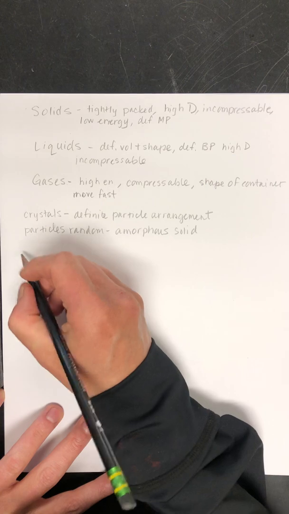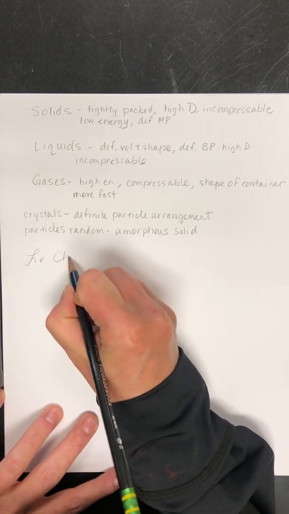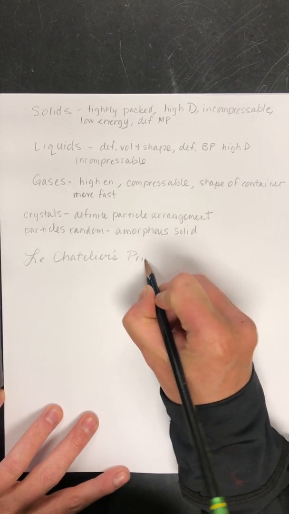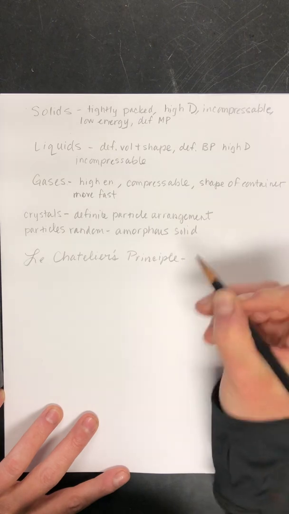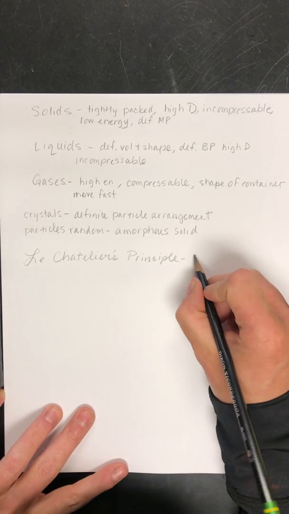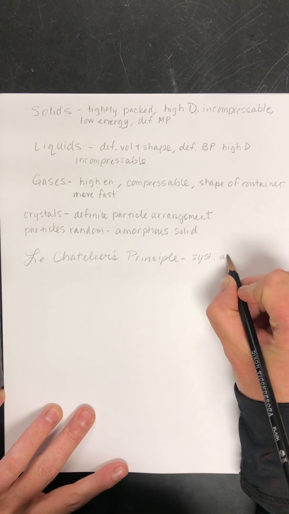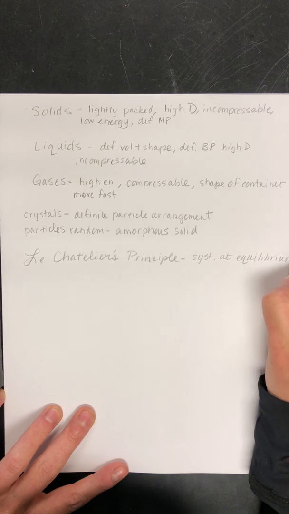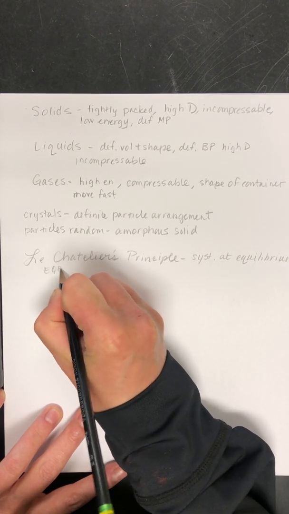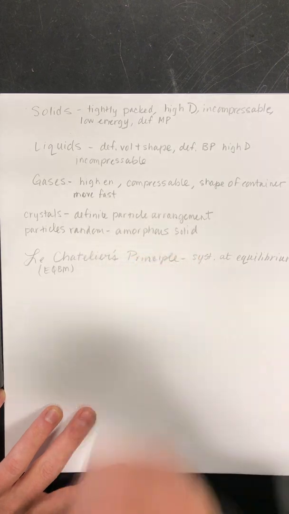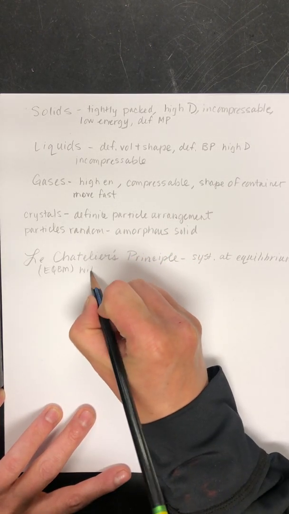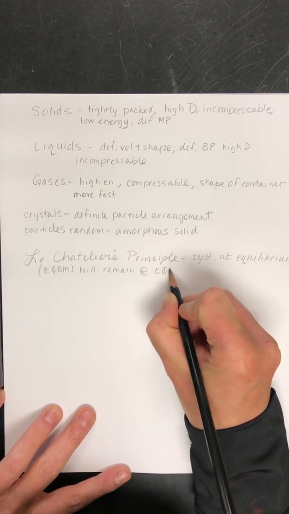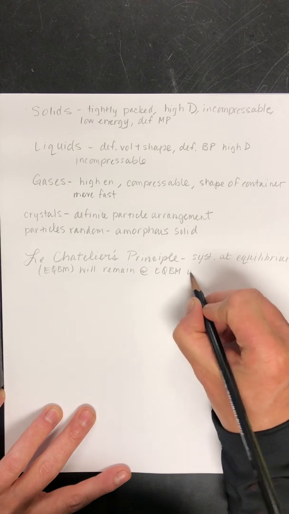Okay, so let's look at something called Le Chatelier's principle. And this just says that a system at equilibrium will remain at equilibrium until there's a stress applied. From now on, when I write out equilibrium, I'm going to do EQBM instead of writing that whole thing out.